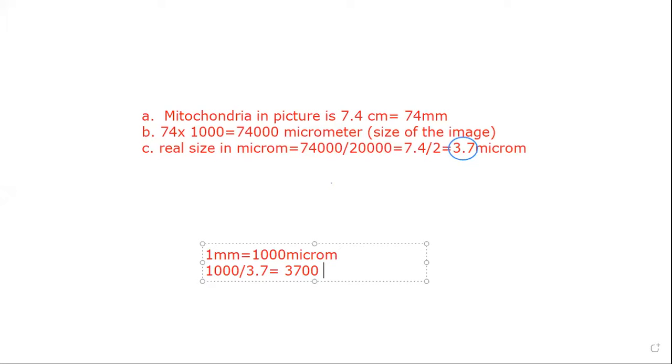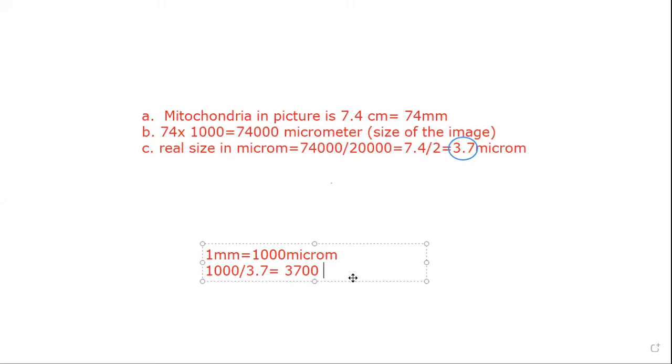No, no. Why would you have to convert it to millimeter? 1 millimeter is the gap in your ruler, isn't it? Yes, ma'am. So that is 1000 micrometer, and the size of a single mitochondria is 3.7 micrometer. So if you just divide 1000 micrometer by 3.7, you will get the amount of how many.